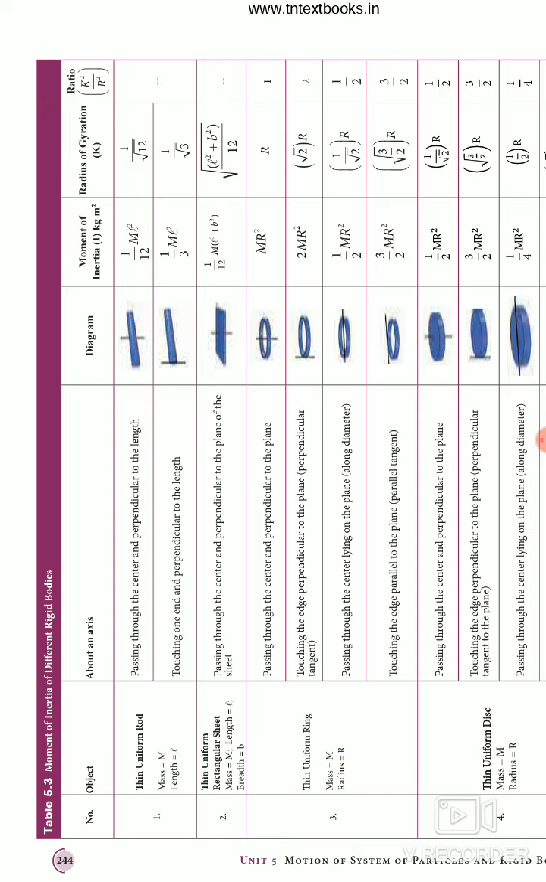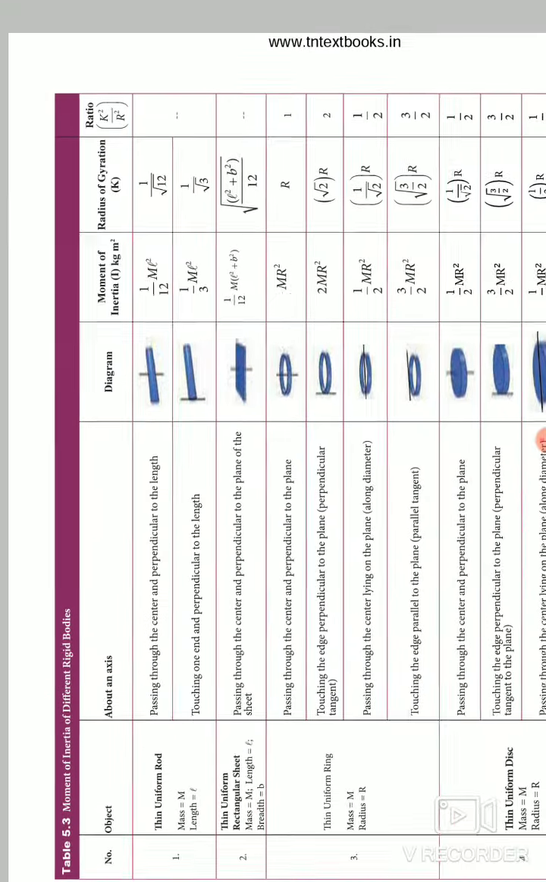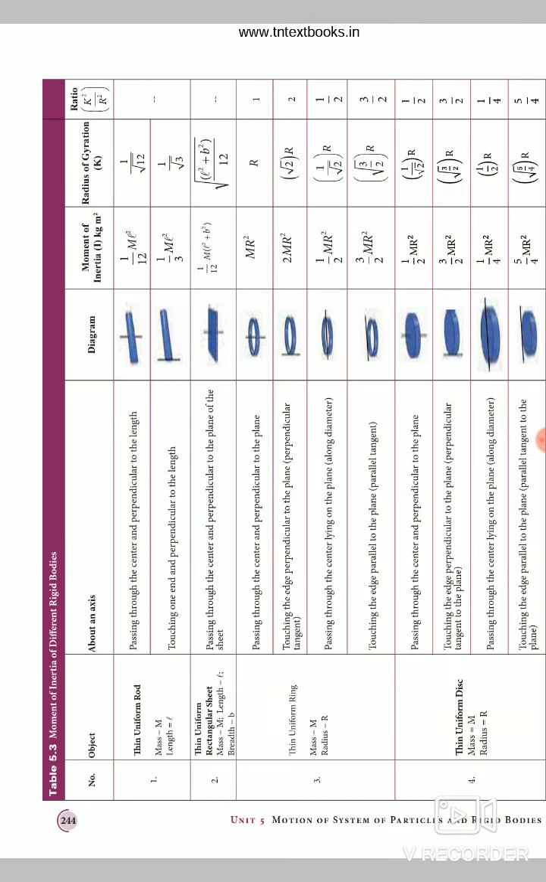The object is a thin uniform rod about an axis passing through the center and perpendicular to the length. Then moment of inertia I equals 1 by 12 ml square and radius of gyration k equals 1 by root 12. Then a thin uniform rod touching one end and perpendicular to the length: that is 1 by 3 ml square and radius of gyration 1 by root 3.